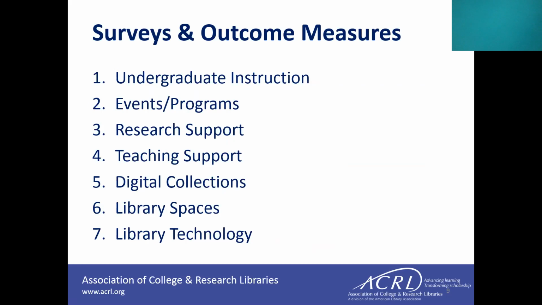The 7 surveys and outcome measures that we did settle on were undergraduate instruction, events and programs, research support, teaching support, digital collections, library spaces, and library technology. Now, we also include, and didn't want to make the slides too unwieldy, a brief description of what we mean by undergraduate instruction, what we mean by events and programs, what we mean by research support, how that is different from teaching support, where digital collections come in, and things like that.